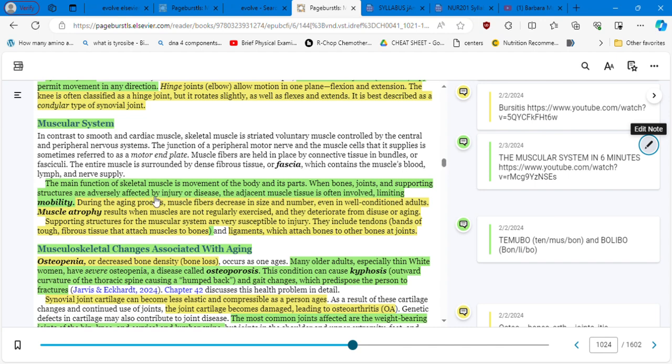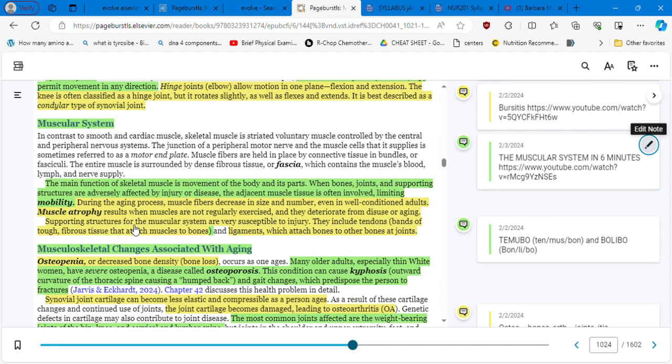The main function of a skeletal muscle is movement of the body and its parts. When bones, joints, and supporting structures are adversely affected by injury or disease, the adjacent muscle tissue is often involved, limiting mobility. During the aging process, muscle fibers decrease in size and number, even in well-conditioned adults. Muscle atrophy results when muscles are not regularly exercised and they deteriorate from disuse or aging.